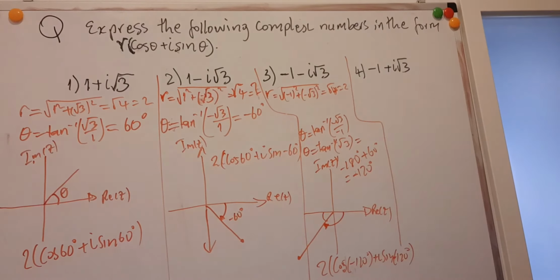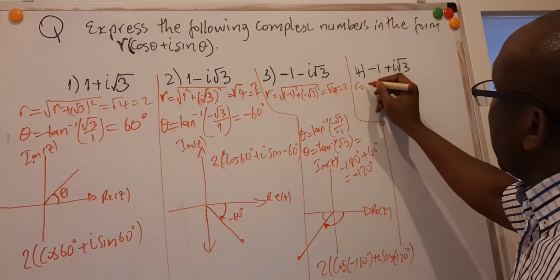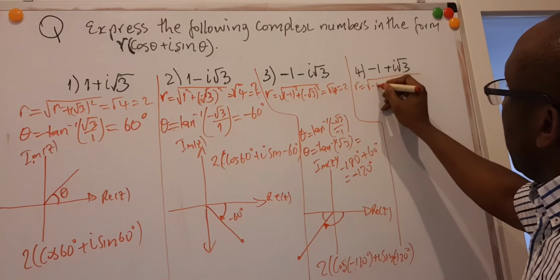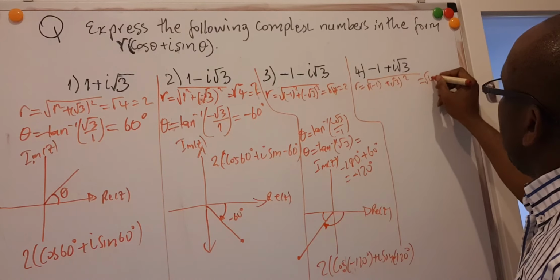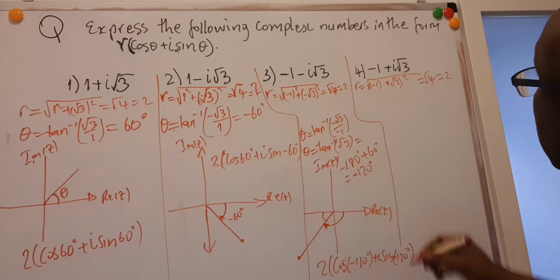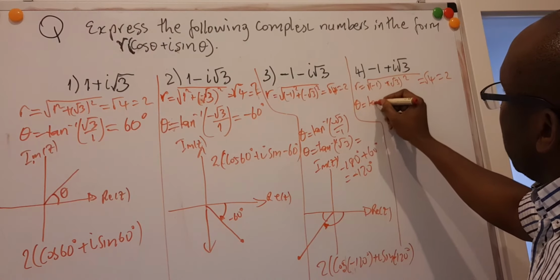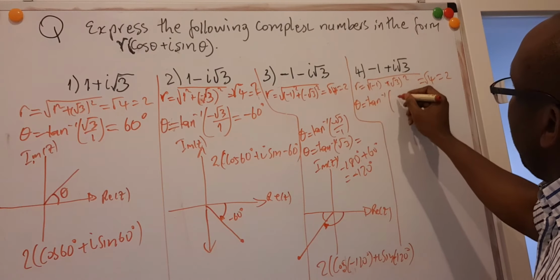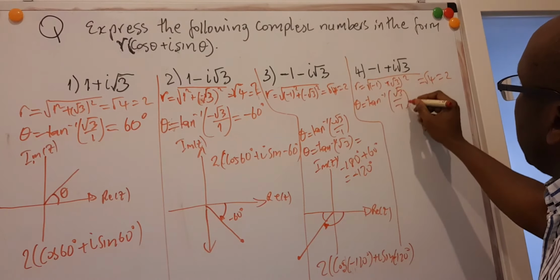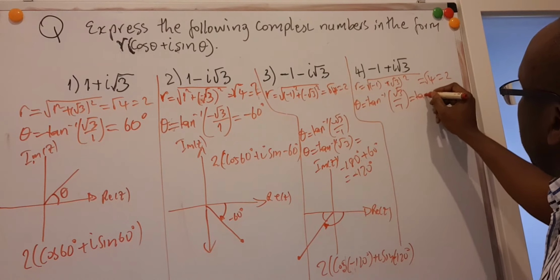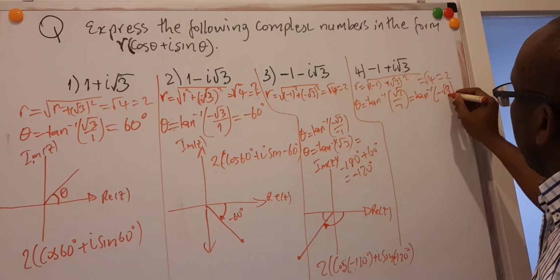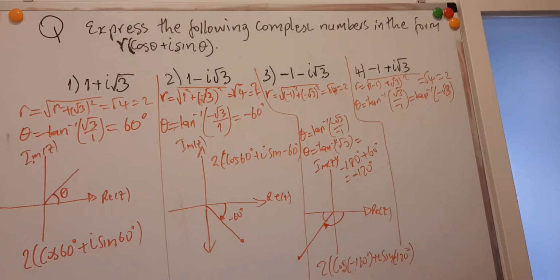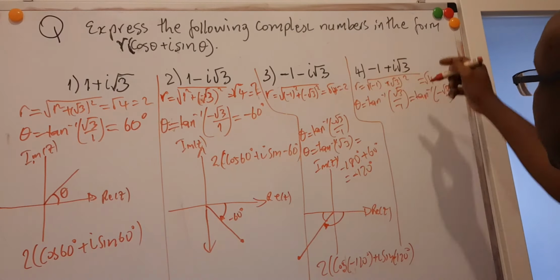Then we come to this one. So R once again is the same. That's the square root of minus 1 squared plus root 3 squared. That's equal to the square root of 4, and that is 2. Our theta is a tan inverse of root 3 divided by minus 1. And that's tan inverse of minus root 3. We know again it has something to do with 60, but we have to check. In which quadrant is this?